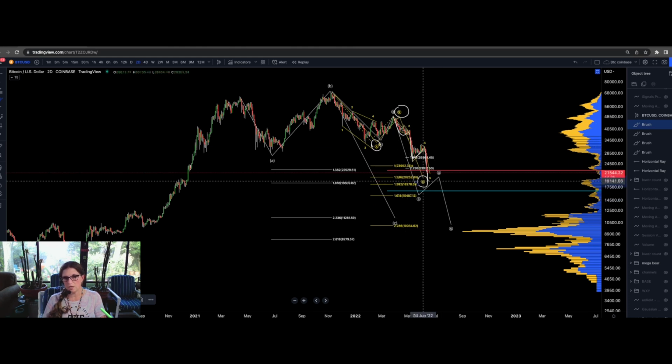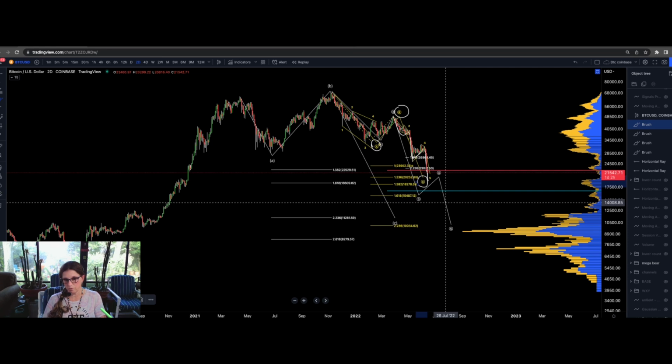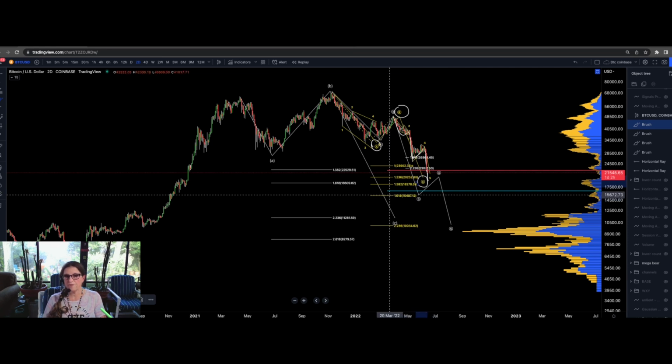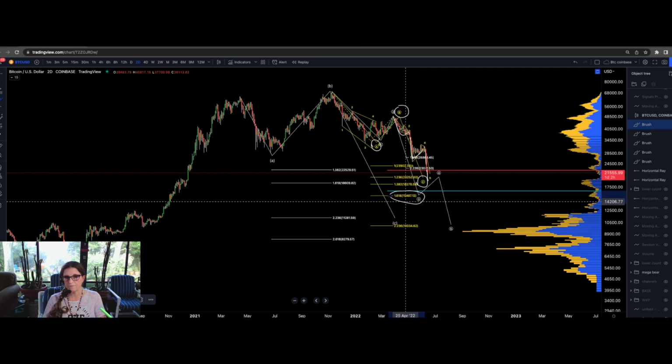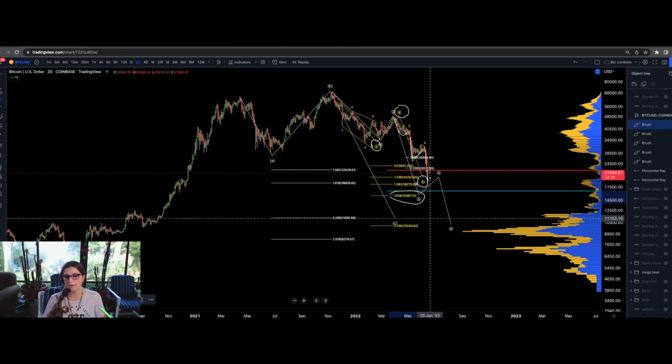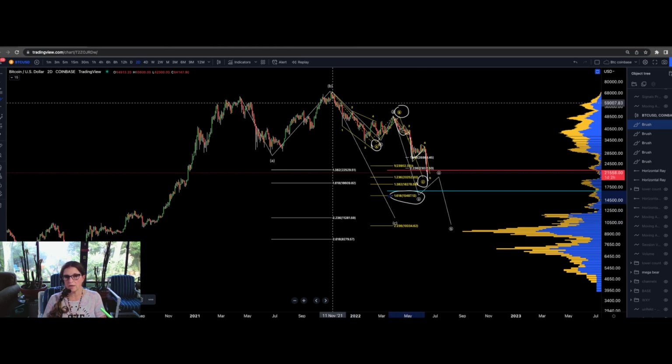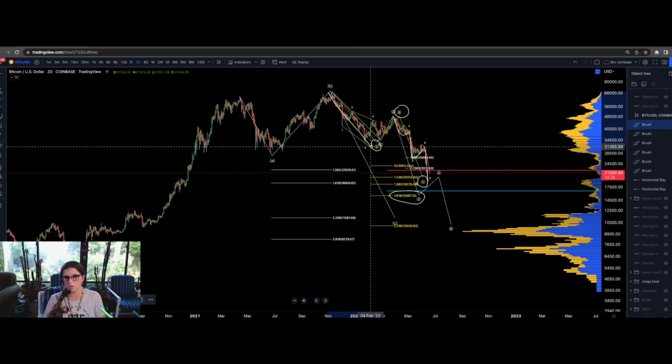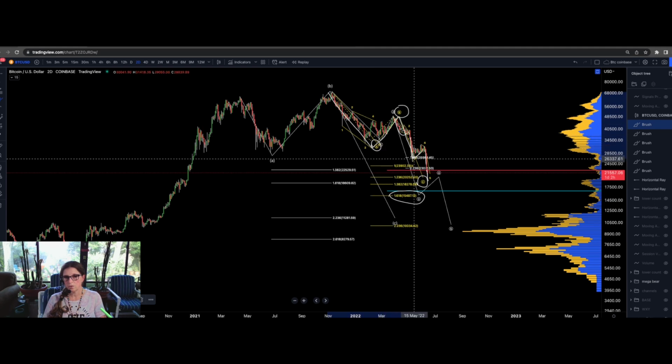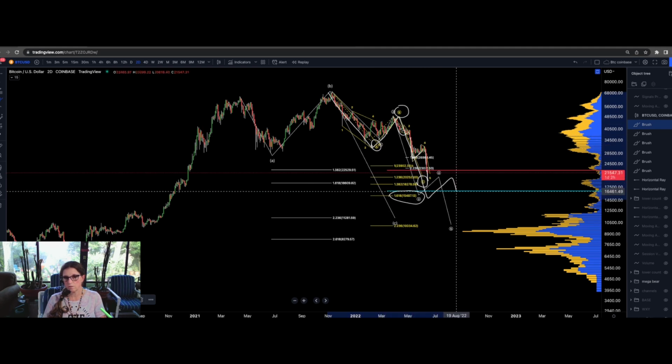The yellow C can come deeper. But I feel that if we take out the 1.618 at 15,480, it is more probable that we're making a larger 5-wave move where this is a 1, 2, 3, 4, 5.